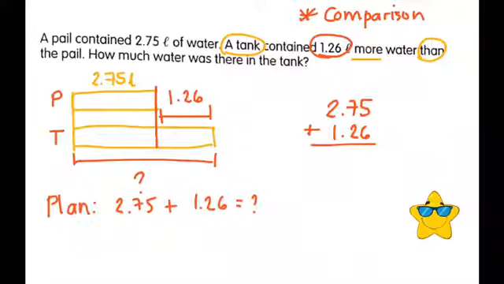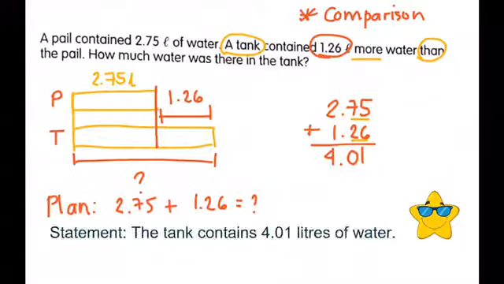Remember the steps that we've learned in our previous chapter. Make sure that all the decimals are aligned and check and see if they have the same number of decimal places, so you won't have a mistake adding the decimals. So we have 2.75 plus 1.26. Adding up all the values, we would be getting 4.01. So for our statement, we may conclude that the tank contains 4.01 liters of water.